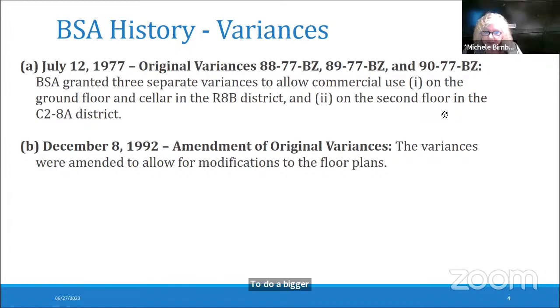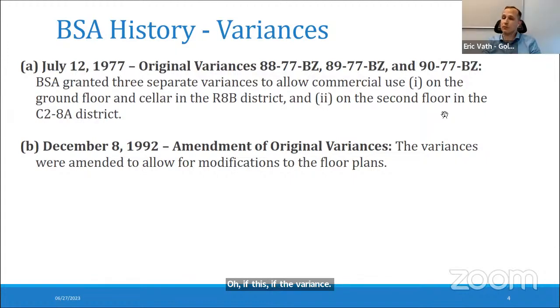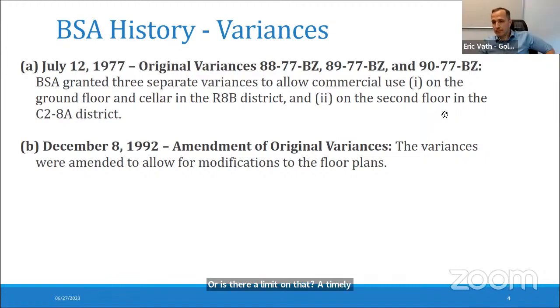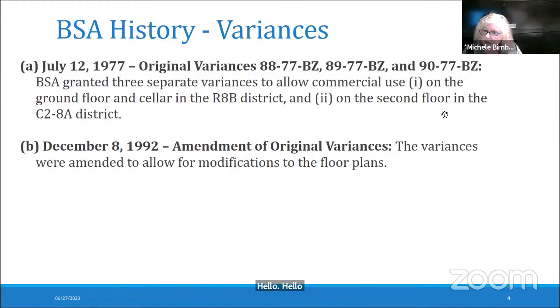Now, if the variance is granted, if we vote for it today, is that in perpetuity? Is there a time limit on that? No, the variance is not before you. That was approved in 1977. And that's in perpetuity. That's right. So what we vote on today, the transfer of the... Michelle, it's not today.